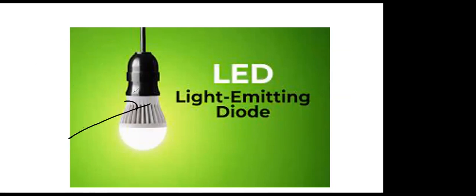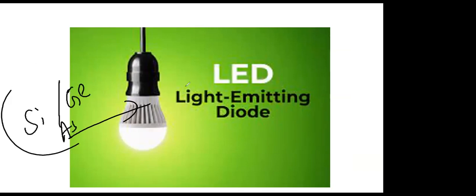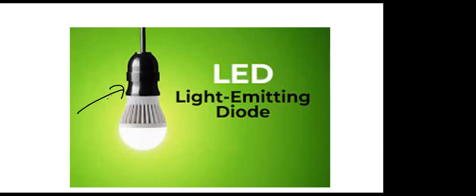What are the main raw materials used to make LED? Silicon, germanium, arsenic. So these are the main raw materials used to make LED. Semiconductors are used. I'll explain that in detail under the electronics lesson, right?